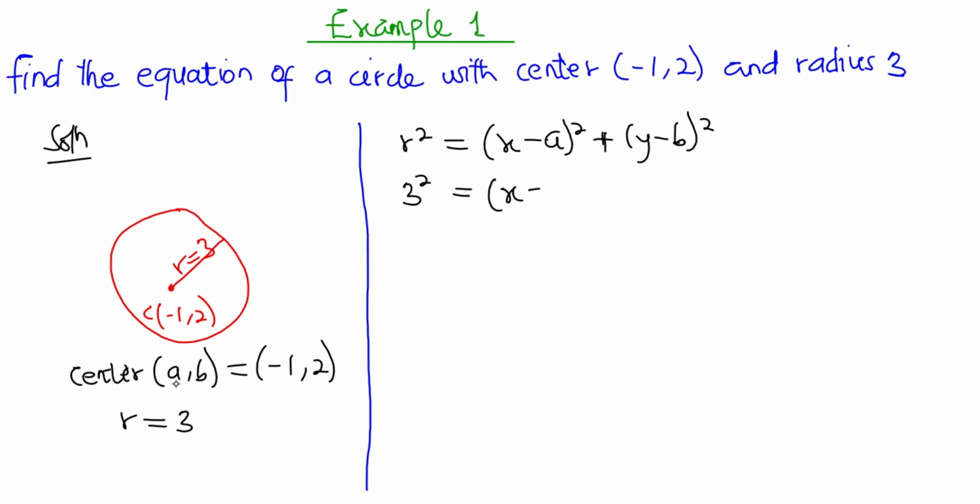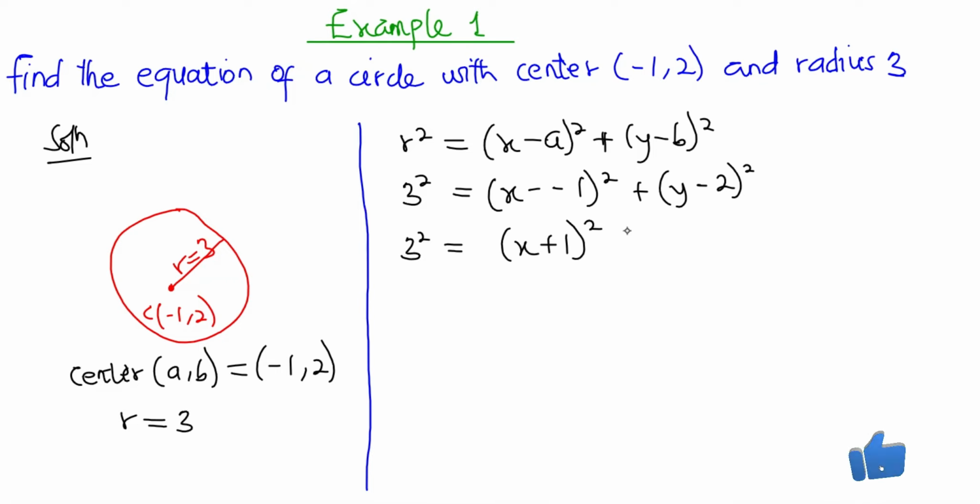Now from the center, we are saying the center (a, b) is given as (-1, -2), which implies that a's value here is -1. So you bring our -1 here, squared, plus, now we know y, so we substitute y because there's no y value here. So you write y and then minus -2, squared. That's the value of b, which is -2. So you substitute that. And here we can see that we're going to have 3 squared equal to (x plus 1) squared plus (y plus 2) squared.